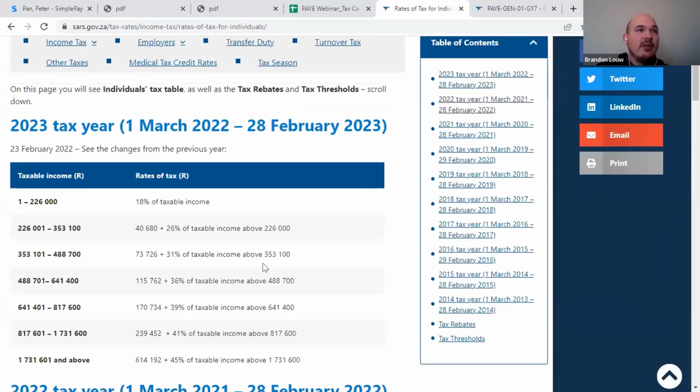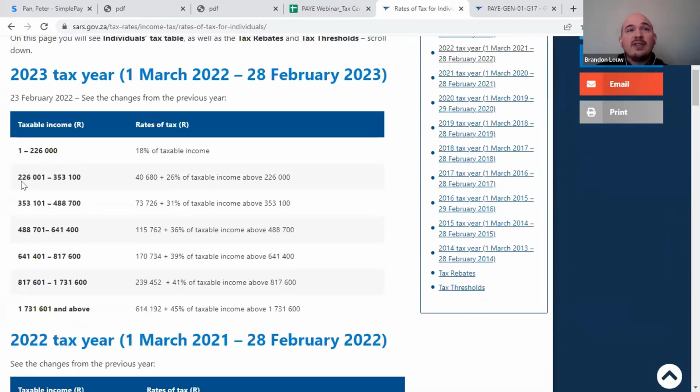Now, as we mentioned, we're currently in the 2023 tax year. This employee has an annual equivalent of 270,000. So we're going to look at where 270,000 falls in our taxable income, and you'll see that it falls into the second bracket over here. What that means is that we're going to be paying tax of 40,680 plus 26% of the taxable income above 226,000. So I'm going to start with the 40,680.